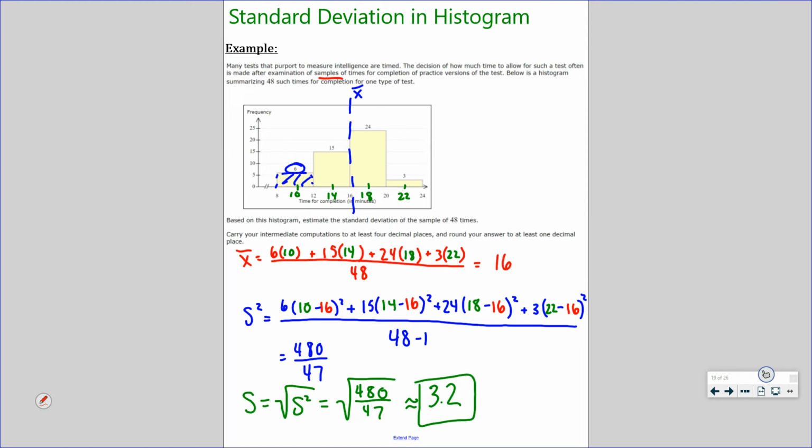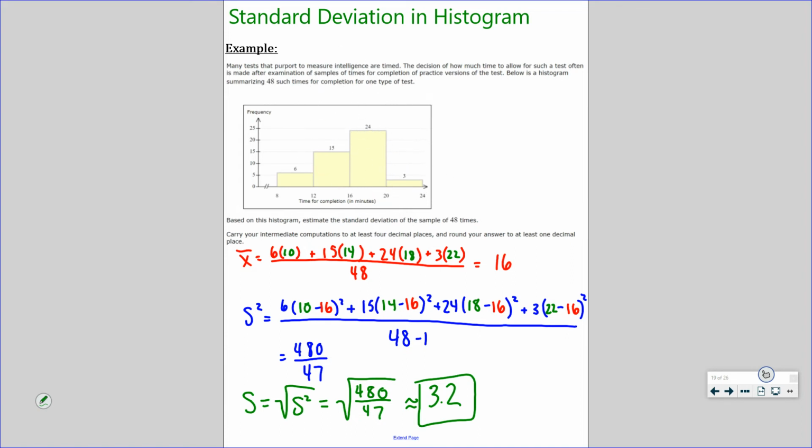So if we looked at 3.2, our mean is 16, so 3.2 would just be below 20. It's saying that on average, this is about where those data entries are located, which makes sense because we have some on the high end, some on the low end. On average, that's how far away from the mean our entries are.